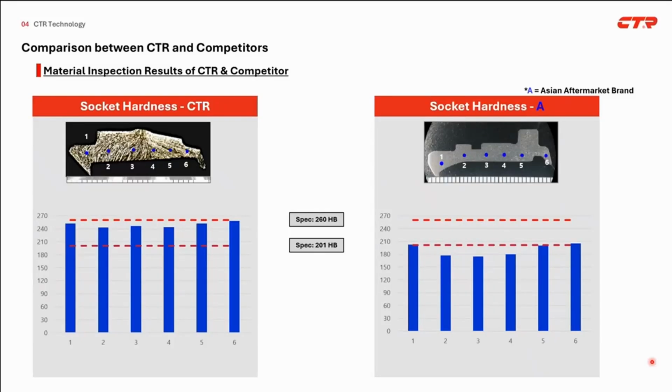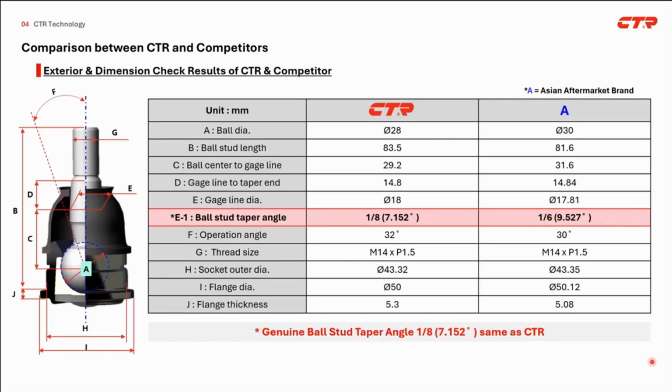Next is socket hardness. This is the same as the bolt one. A does not meet the general specification too. And we checked the exterior and dimensions of CTR and the competitor. As you can see through the table, CTR and the competitor are almost similar, but the taper angle is different. CTR is 1/8, which is the same as the genuine product, whereas A is 1/6. That is a very severe defect. It might be possible to assemble with related parts like the knuckle, but the bolt might crack in the middle of driving.